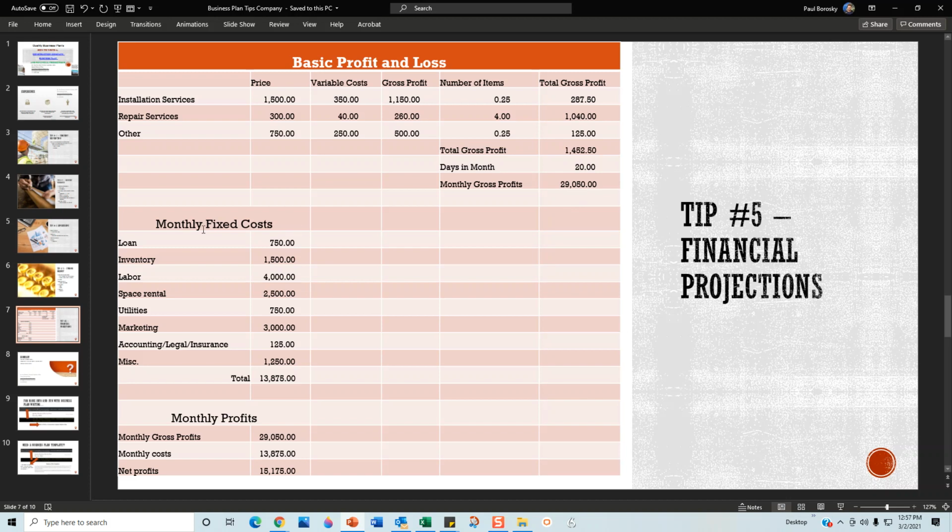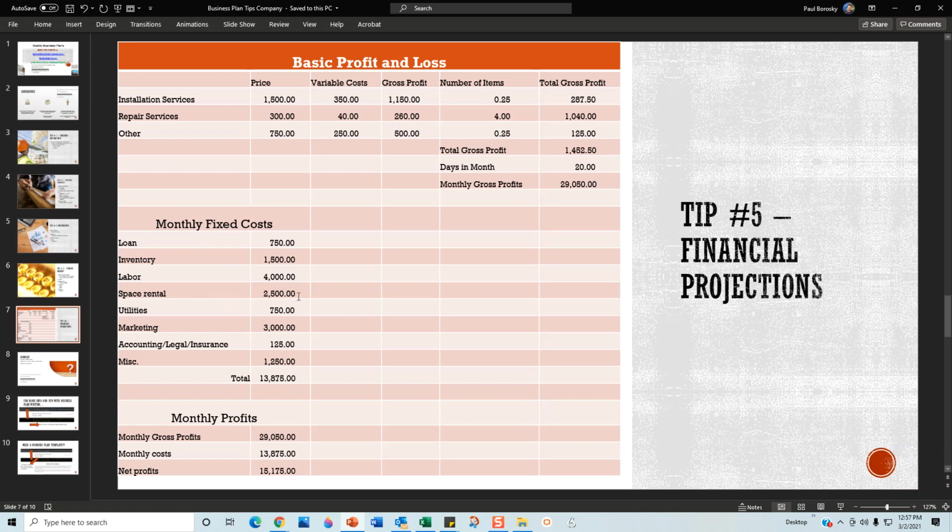Next, you need to figure out what your monthly costs are going to be. And these are called monthly fixed costs. It's a ha-ha because they're actually not fixed. They do change. The only thing fixed about them is that you're going to be paying them on a monthly basis. The dollar amount will probably change. Some of the monthly fixed costs you may come across is going to be a loan. For this example, $1,500. Inventory replenishment, $1,500. Labor, $4,000. Got to pay your people.